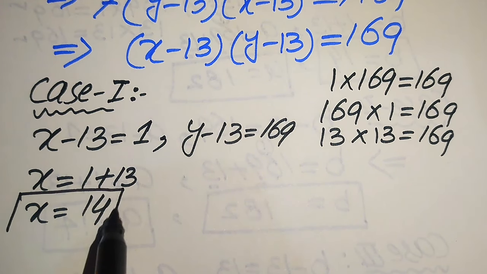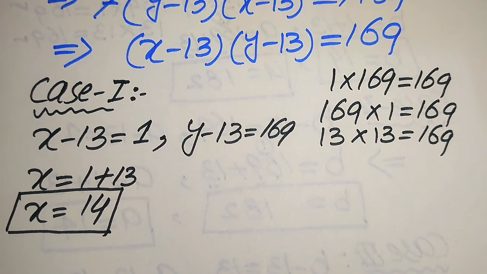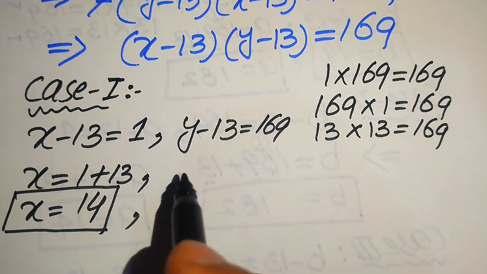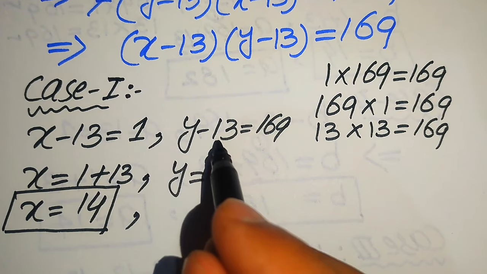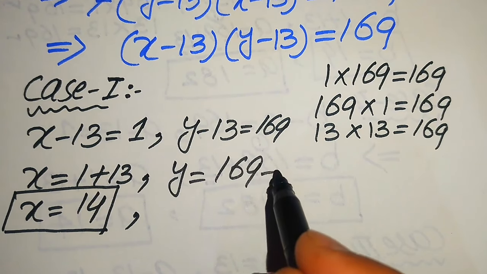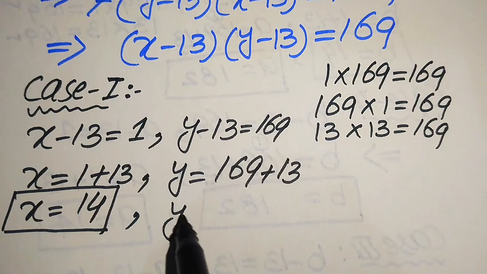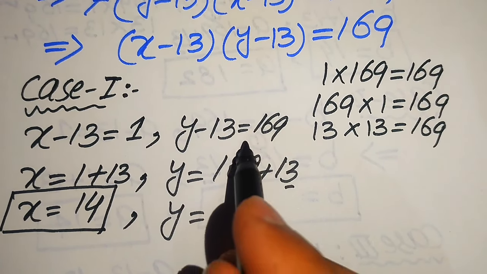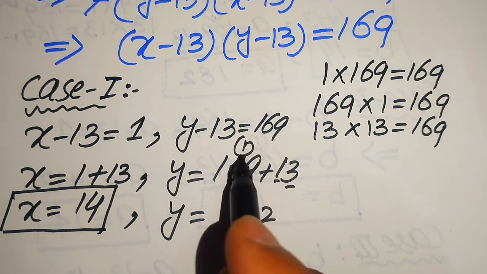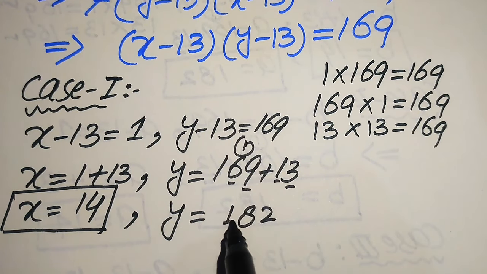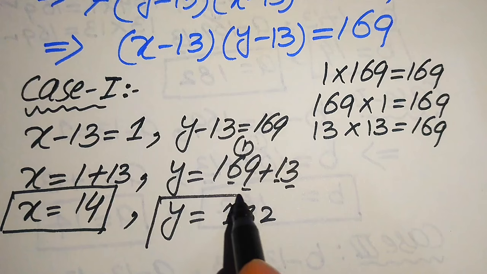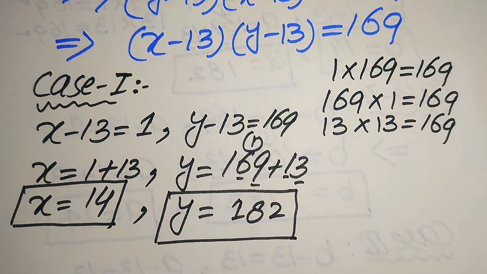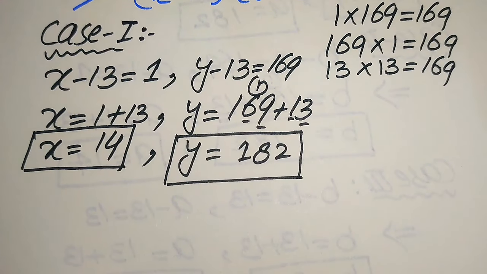So this is the first positive value of x which we get here from case number 1. And for the value of y, here we have y equals, we move this value to the right hand side and we get 169 plus 13. So you get here y equals, 9 plus 3 becomes 12, we write 2 and carry 1. 6 plus 1 is 7, 7 plus 1 is 8, and this is over 1. So 182 is the value of y. So these are the two values of x and y which we get here from the first case.